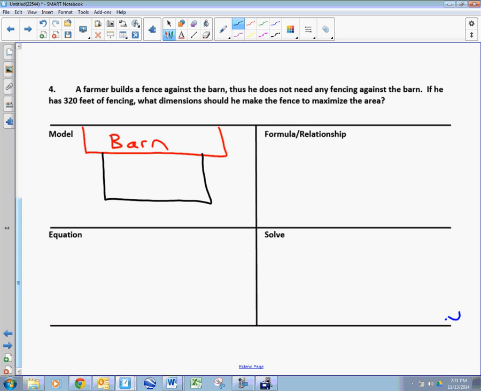Why would a farmer want to maximize the area of a pen? Why is it important to have more room? Can fit more animals. They have more space to do their business. And they have more grass to eat from, right? All sorts of good reasons. So they make the fence. What am I trying to do? Maximize area. So I should write down area equals length times width.